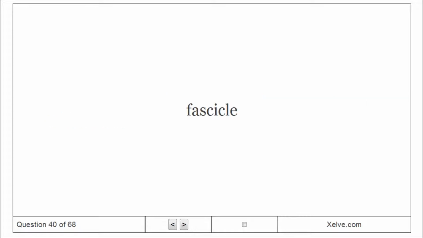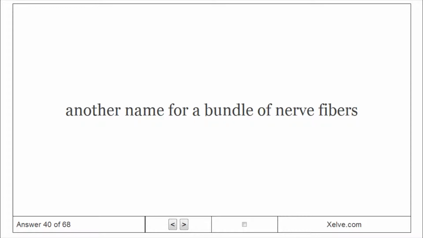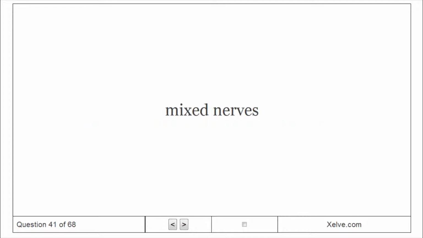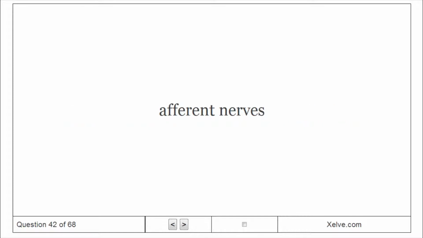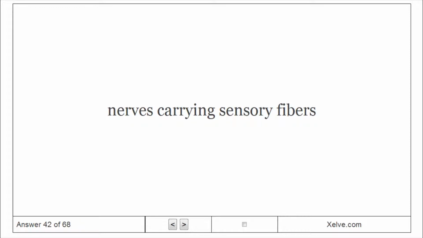Fascicle. Another name for a bundle of nerve fibers. Mixed nerves. Nerves carrying both sensory and motor fibers. Afferent nerves. Nerves carrying sensory fibers.